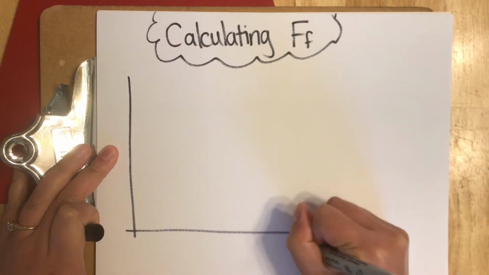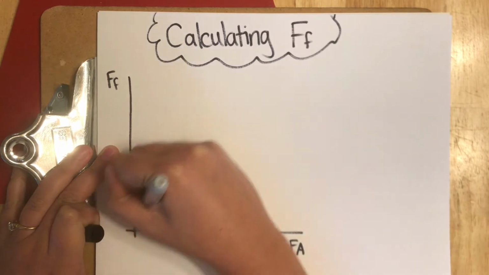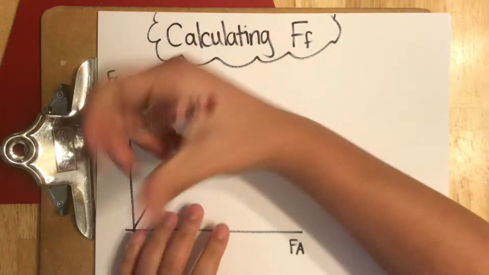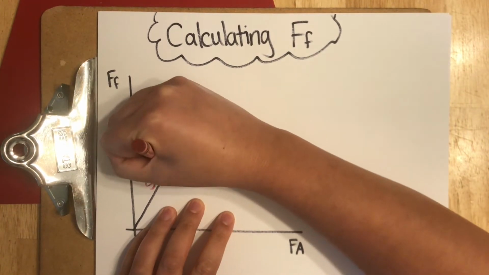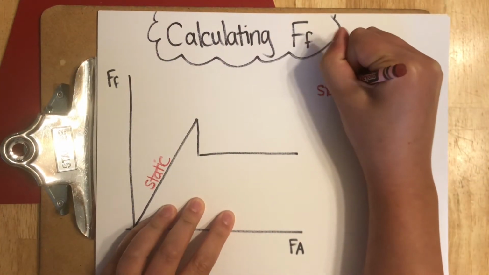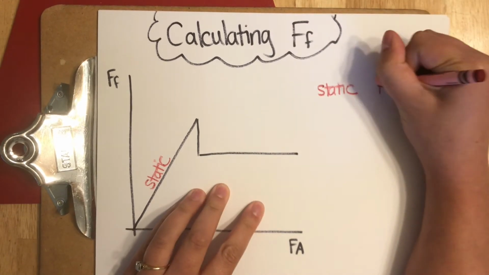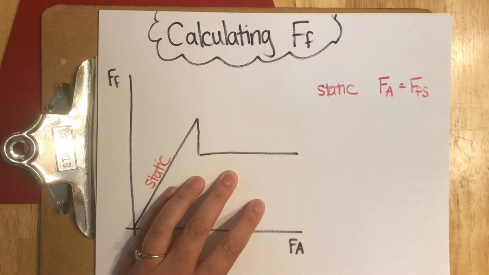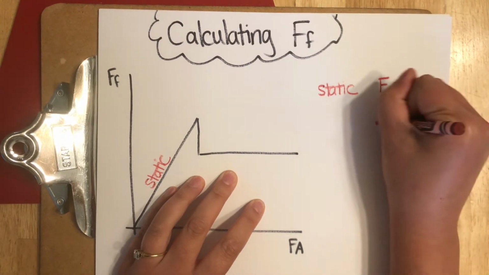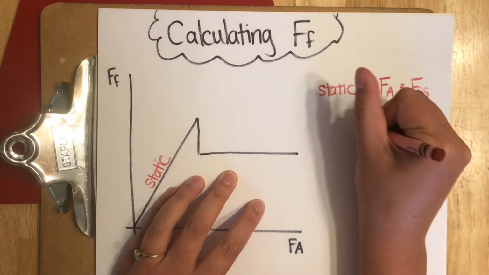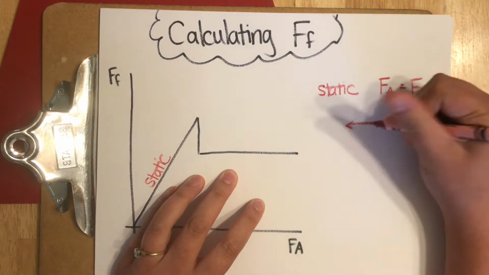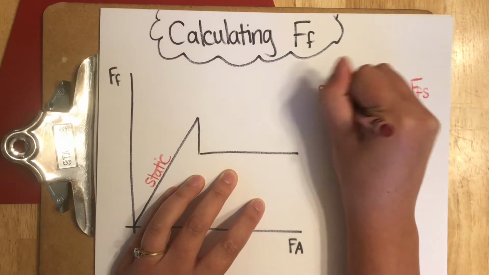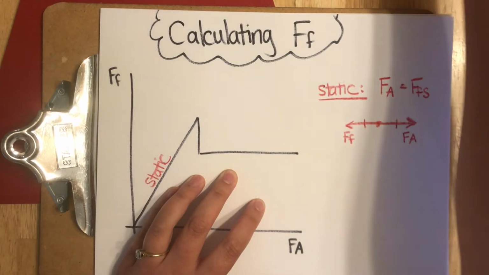Now, as you recall from last Wednesday's video, we used an applied force versus friction force graph and got three distinct regions. The static region, in which the friction force was always equal to the applied force, and this was because this was at static equilibrium. Think of it like this. If I put an applied force to the right, and it was not balanced by the friction force to the left, then it would accelerate. These have to be balanced because they're in equilibrium, guys.